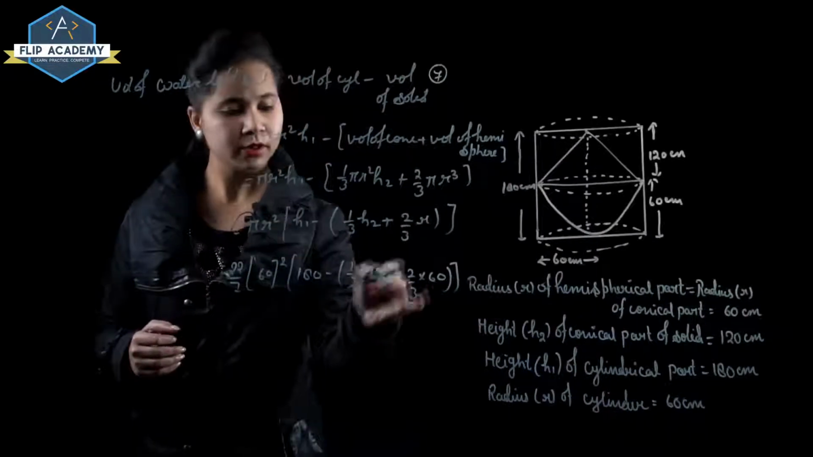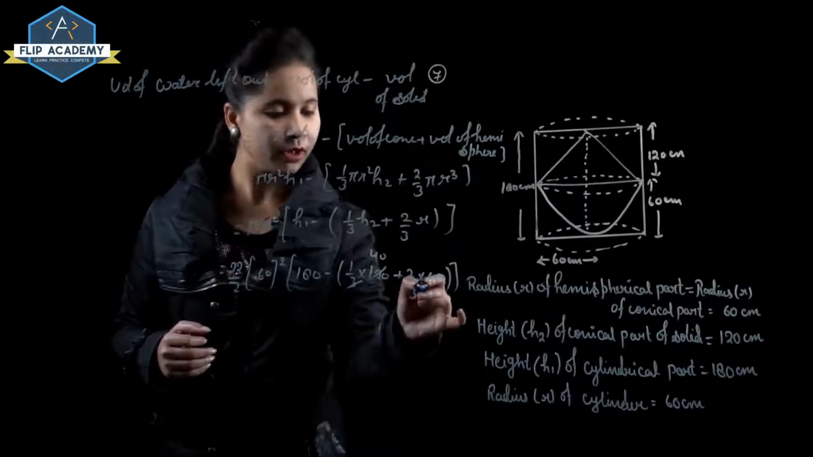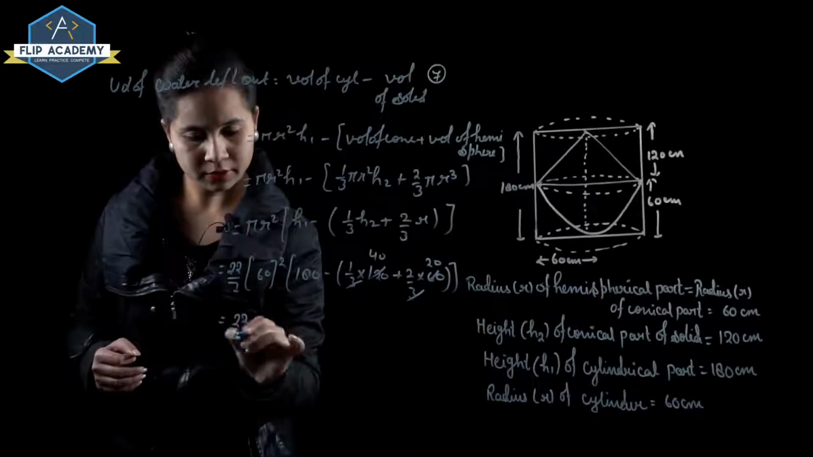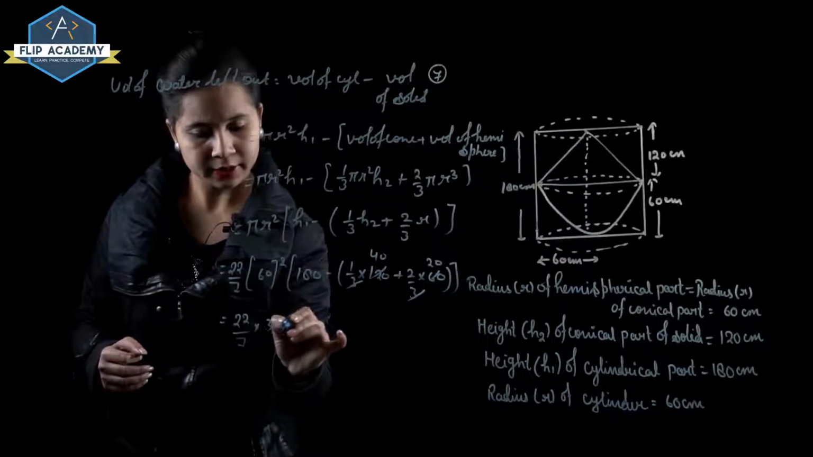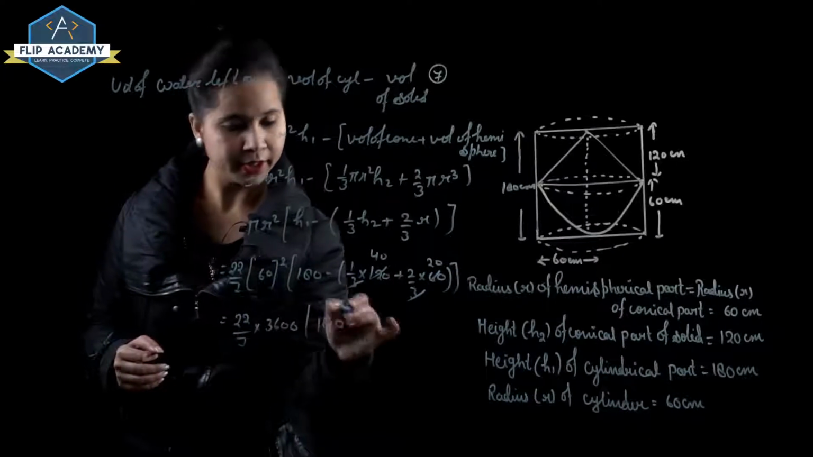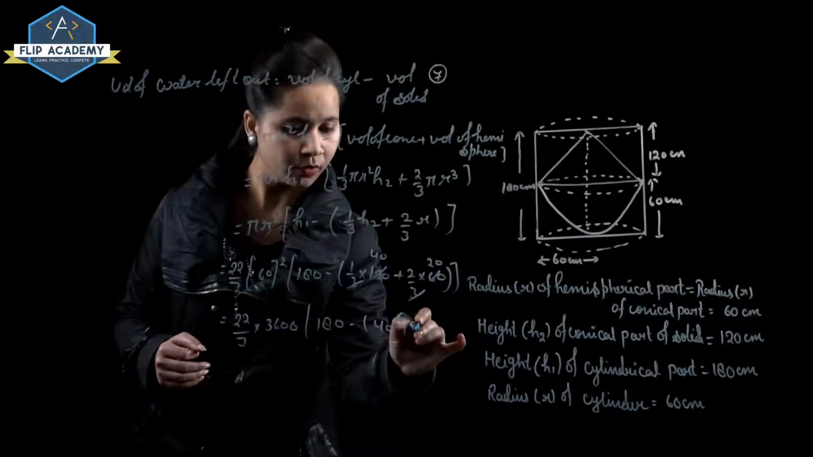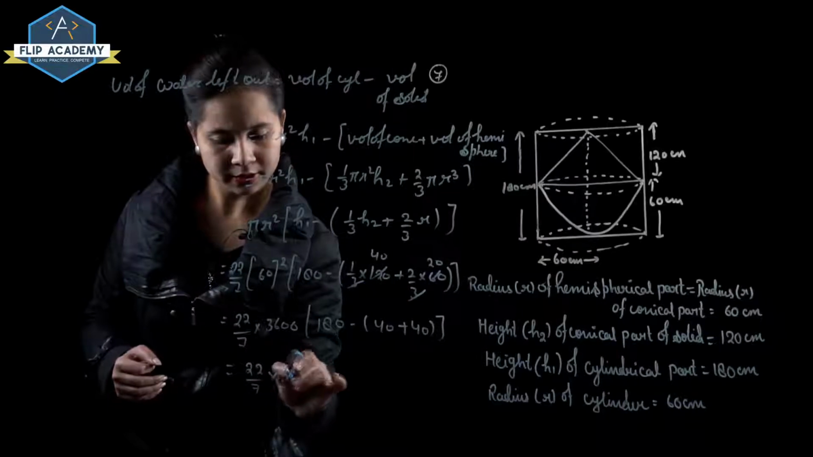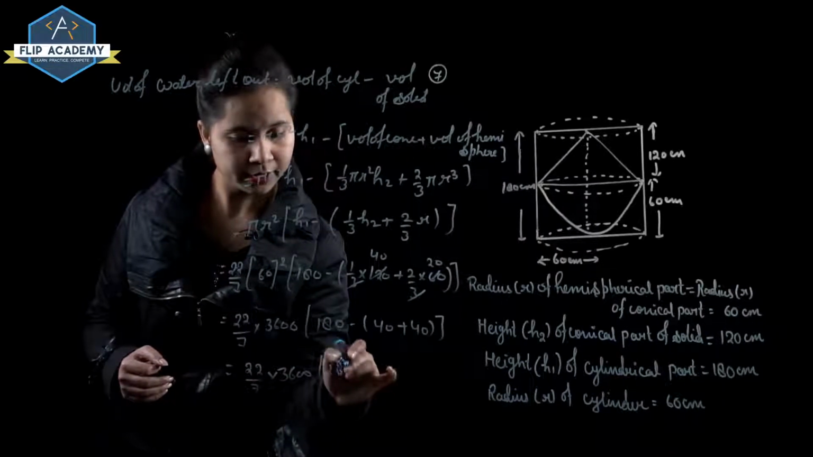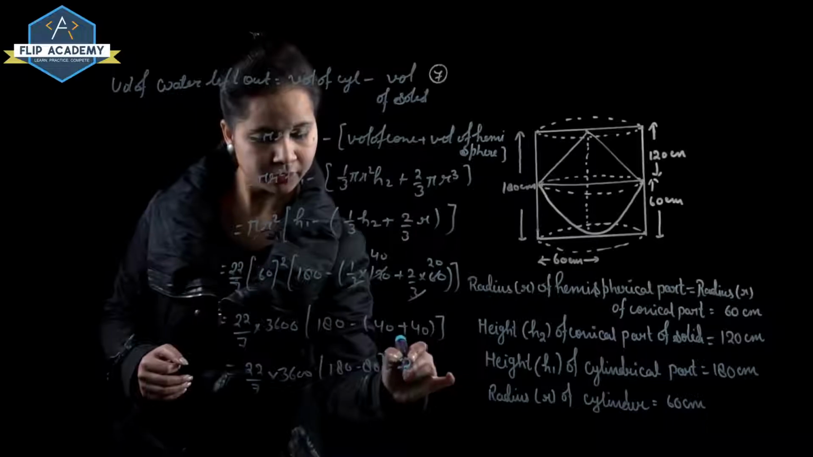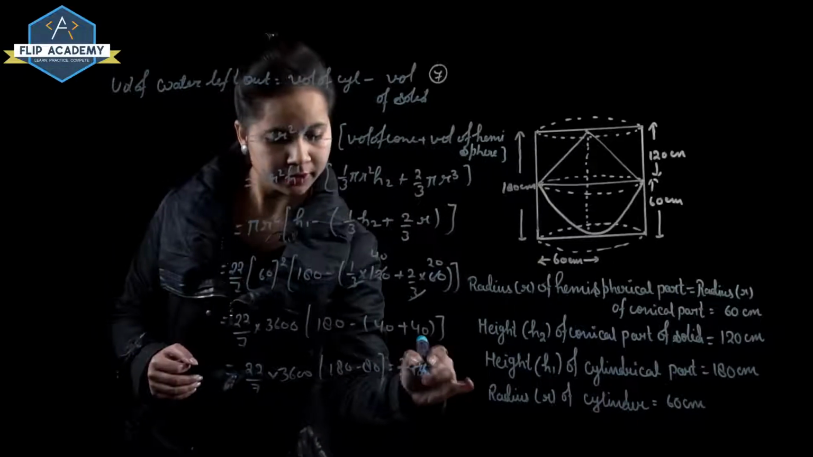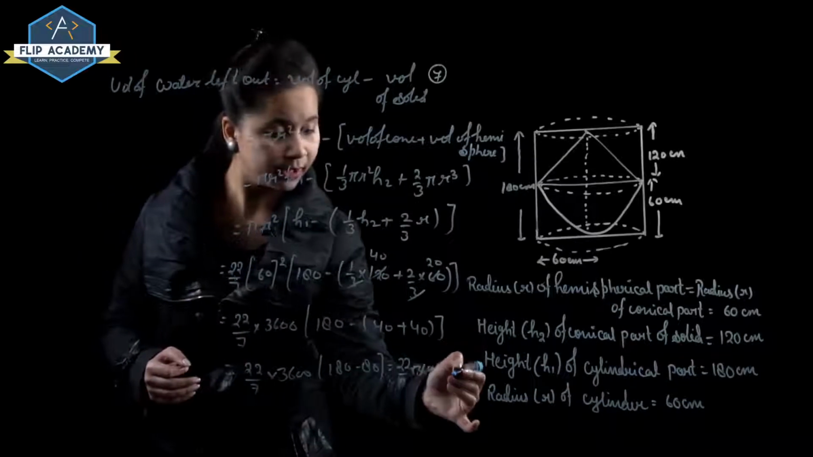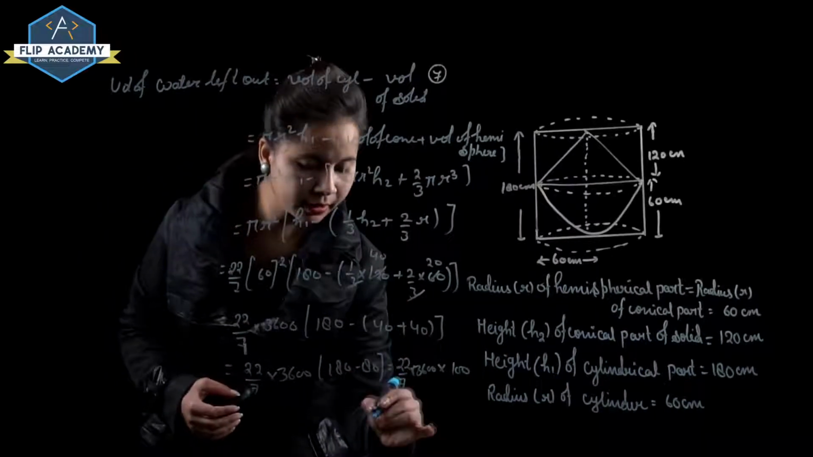Now bracket close. 3 से 120 डिवाइड कर देंगे, कितना आएगा, 40. यहाँ पर कितना आ जाएगा, 20. So 22 upon 7 into 3600 within bracket 180 minus 40 plus 40. So we get that 22 upon 7 into 3600 into 180 minus 80. So we get here 22 upon 7 into 3600 into, 180 में से 80 माइनस कर दीजिए, कितना आ जाएगा, 100.